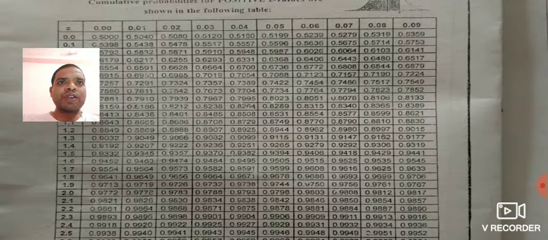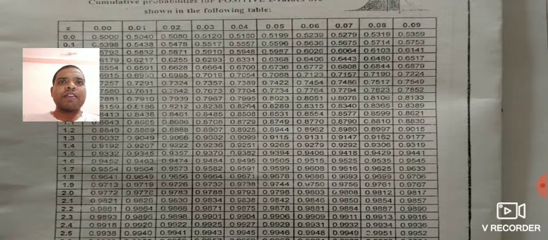0.9207, that is your probability value. Okay, have you understood how we are going to find out the probability value? The z value we are getting is 1.41. First we take the two digits, that is 1.4, in the z column. For that value the next digit is 1, so that is 0.01.